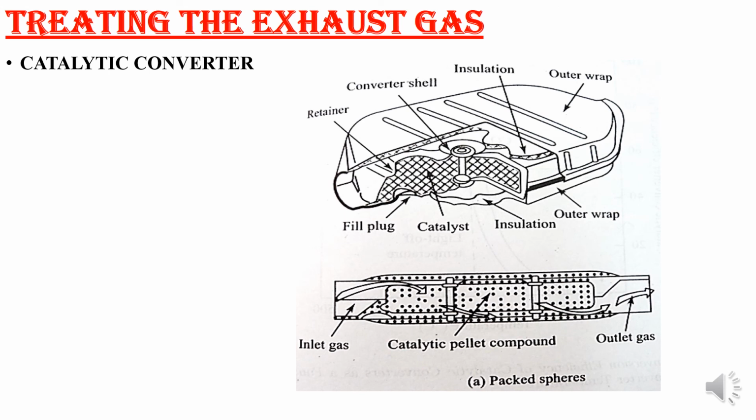NOx, which will be NO or NO2. It will split into N2. That means oxygen is eliminated from the NO, so only nitrogen and oxygen will come into the picture, which are harmless, N2 and O2. In this way, the chemical reaction will take place. In the NO conversion, rhodium is one of the catalyst metals used.